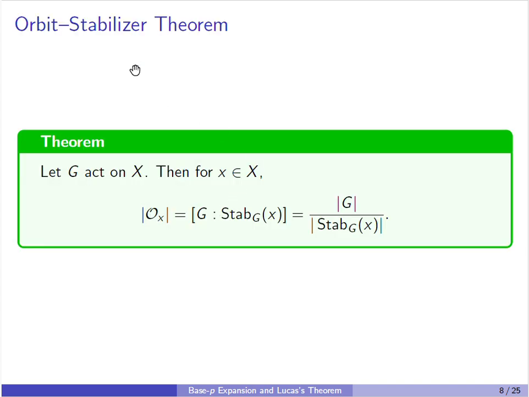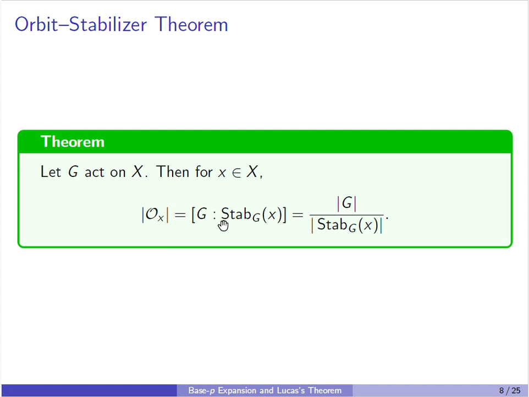Okay, so now that takes us to the very important orbit-stabilizer theorem. If a group G acts on a set X, then for every element x in X, the size of the orbit is just the index of the stabilizer in G. If G is a finite group, what we mean by index is just division. Remember, Lagrange's theorem tells us that the order of a subgroup always divides the order of the group.